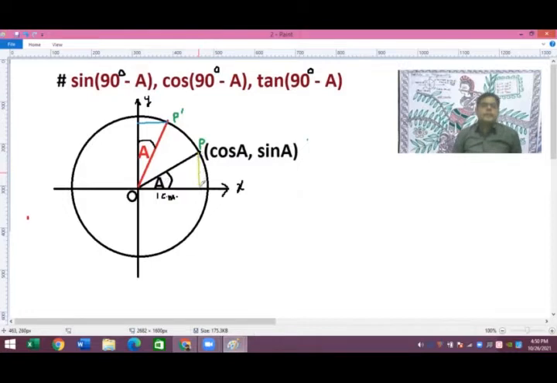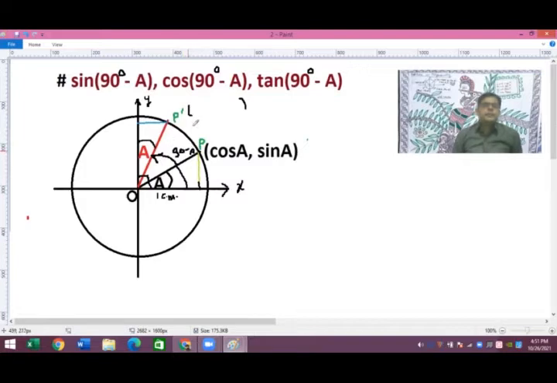So in this triangle you are clear that this is the x coordinate and this is the y coordinate. So the x coordinate is cos A and the y coordinate is sin A. And let's check what will be the x and y coordinates for this point P dash. We are talking of 90 minus theta, 90 minus A. That means the whole thing here is 90 degrees, so up to here this angle is going to be 90 degrees minus A.